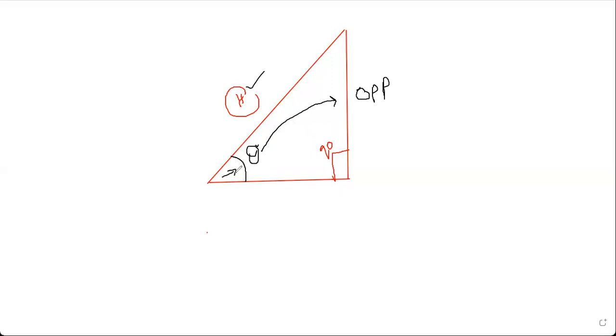So opposite to this angle, there is a side which is called opposite. The name of the side is opposite. Hypotenuse is already marked. The remaining side is called adjacent, or you can say the side which is connected with the angle, that is called adjacent. This is adjacent. This is opposite, and this is the hypotenuse. So what is hypotenuse? Opposite to the 90-degree angle, the longest side is called the hypotenuse.